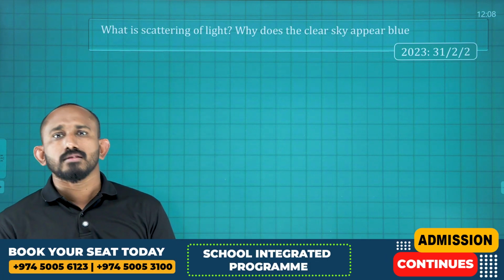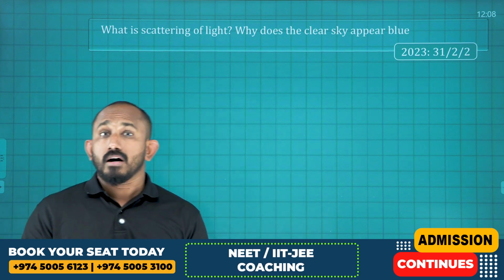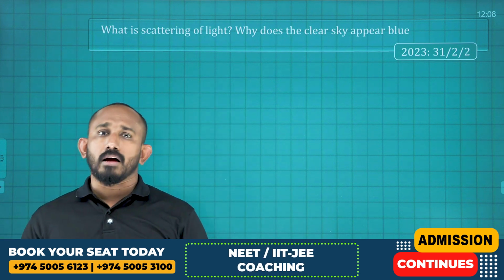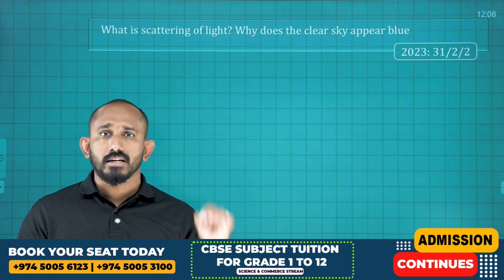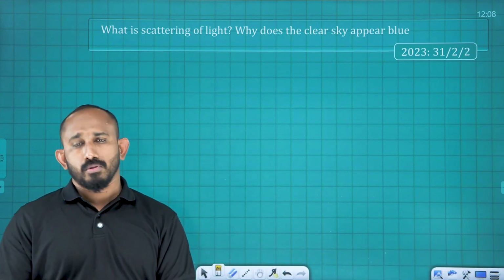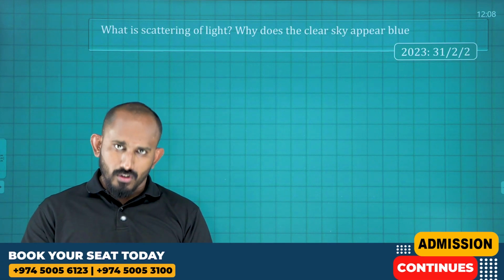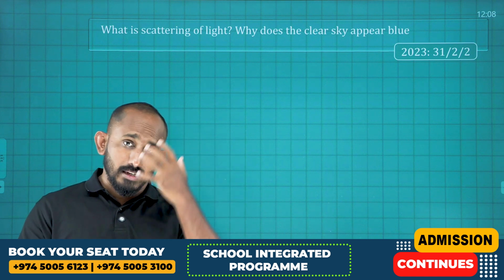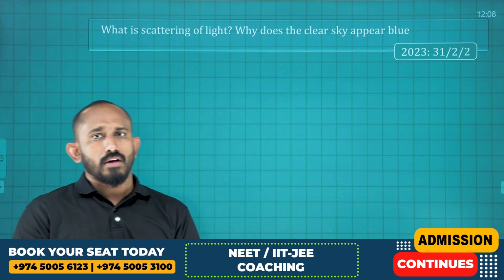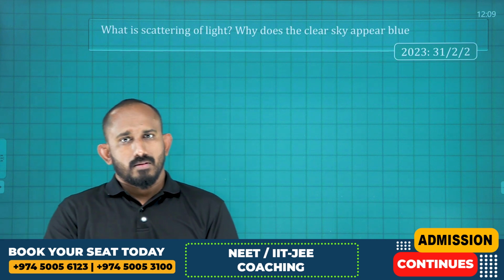So the clear sky is seen in blue. In the daytime, the sunlight comes to the sky atmosphere, then the shortest wavelength colors like violet, indigo, blue scatter, because they have to travel a shorter distance. Out of these, violet, indigo, blue, blue is more visible and sensitive to our eyes, so we see a bluish colored sky. Next question.